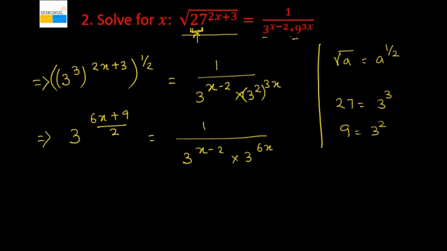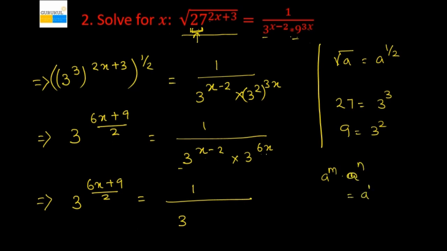So you can continue with this. 3 to the power 6x plus 9 over 2 will be equal to 1 over 3 to the power 6x. We'll use the identity a to the power m times a to the power n gives you a to the power m plus n. So this becomes 3 to the power 7x minus 2. And this can be written as 3 to the power minus of 7x minus 2. So we will continue with this step in the next page. So this is equal to this.